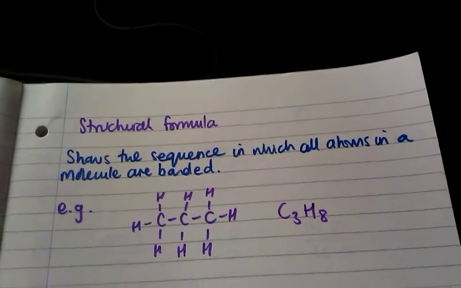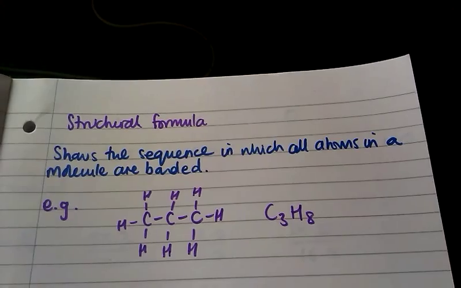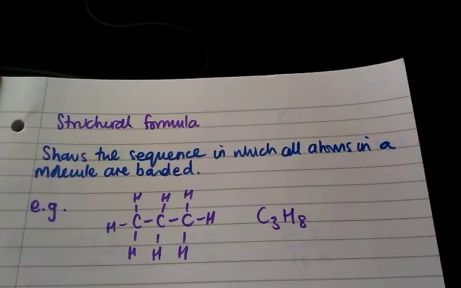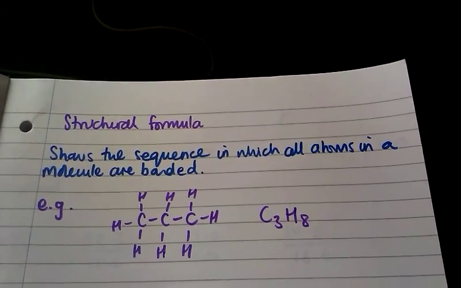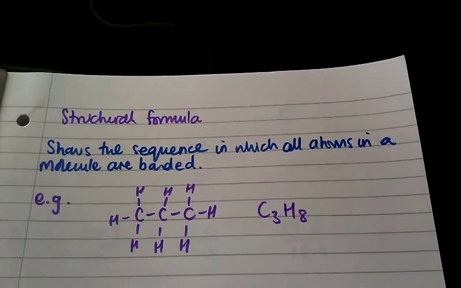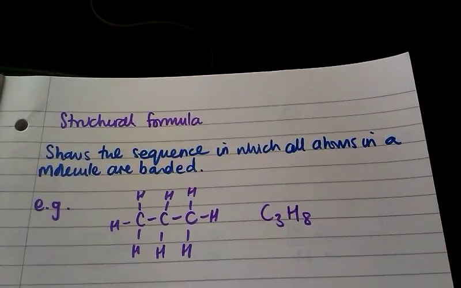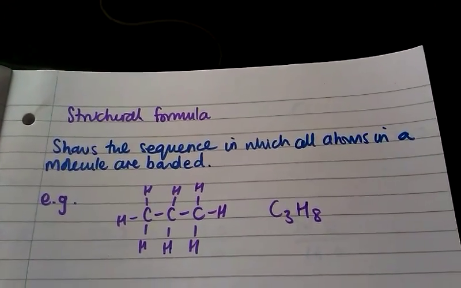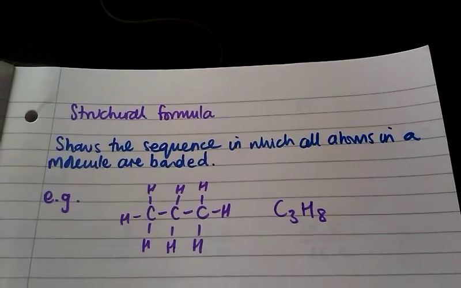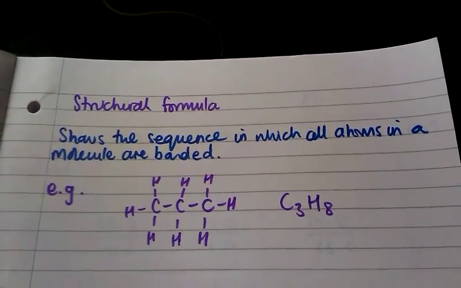So the structural formula shows us the sequence in which all of the atoms in a molecule are bonded. For example, if we have the compound C3H8, the structural formula shows us the order in which these 3 carbons and 8 hydrogen atoms are bonded together.